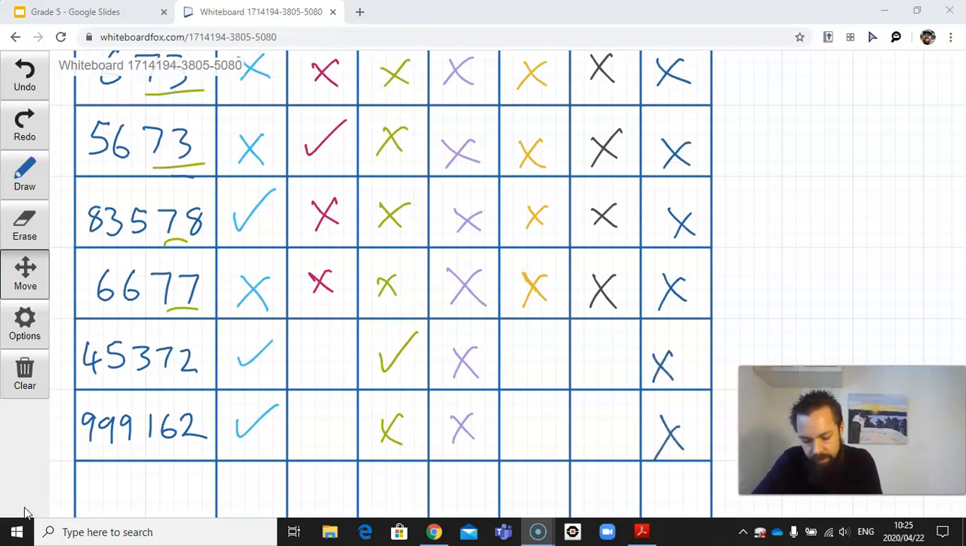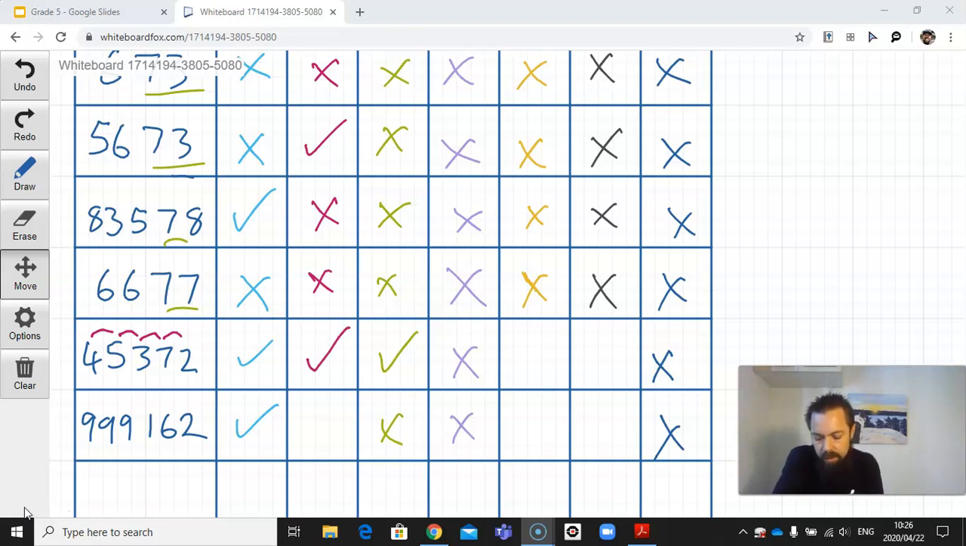So let's check the 3 that we're focusing on. So for this one, to check for 3, I've got to add them all together and see if it's in the 3 times table. So I'm going to do it out loud. Follow with me. So 4 plus 5 is 9. 9 plus 3 is 12. 12 plus 7 is 19. Plus 2 is 21. 21 is in the 3 times table, so yes, that is divisible by 3.